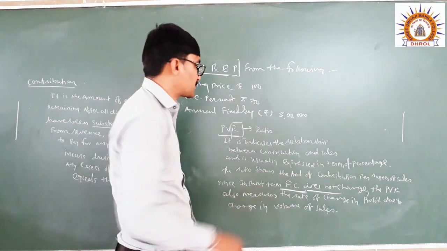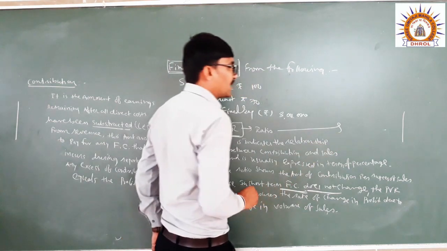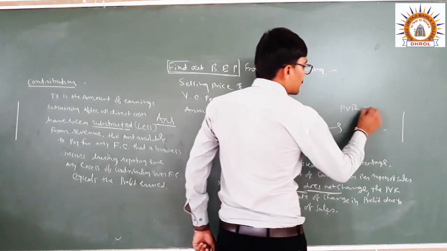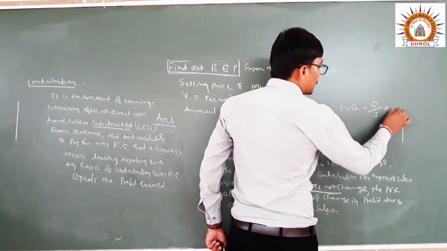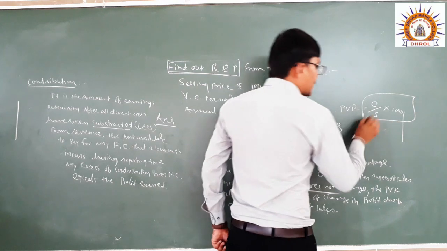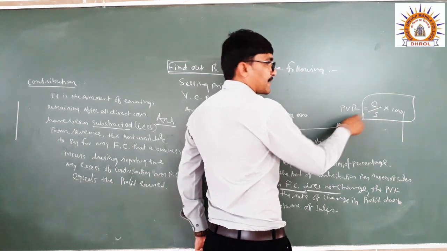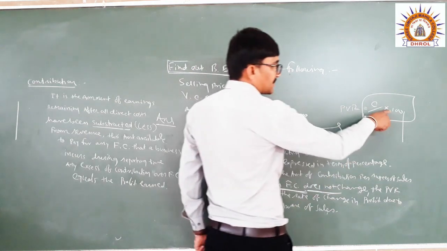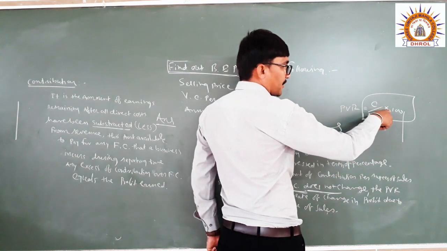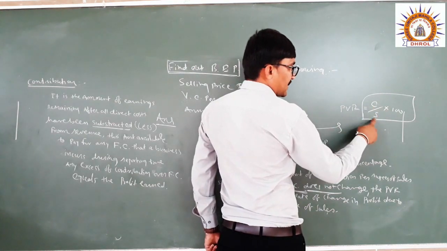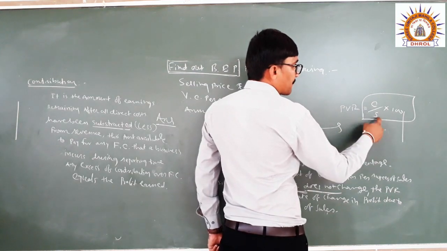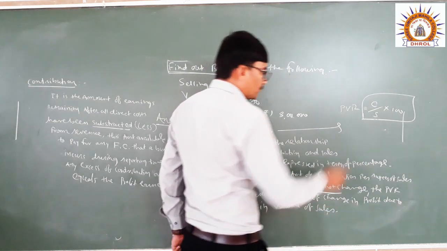For that purpose, there are two different formulas of PVR. One is PVR equals C upon S multiplied by 100. PVR is expressed in terms of percentage because of the multiplication by 100. C stands for contribution and S stands for sales. So simply, C upon S multiplied by 100.